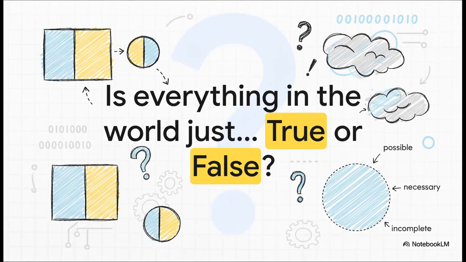For centuries, classical logic has been our rock. It gives us a solid yes or no, a true or false for pretty much any question. And you know what? It's clean, it's incredibly powerful. But what happens when reality is, well, a lot messier than that? What do you do when you need to talk about what's merely possible or what's absolutely necessary? Or what happens when the information you have is incomplete?